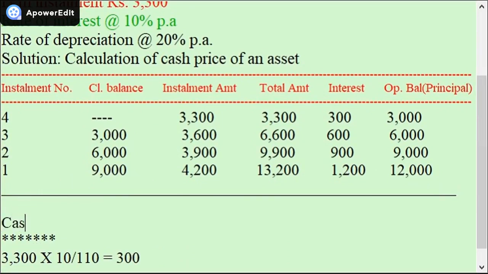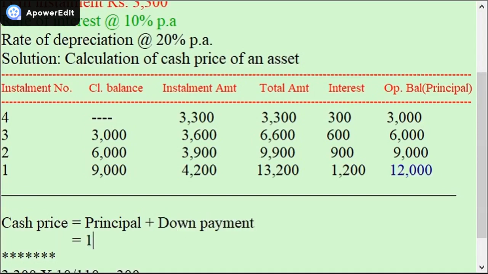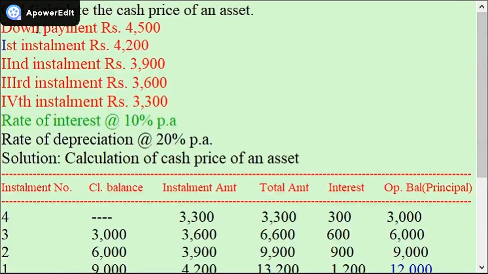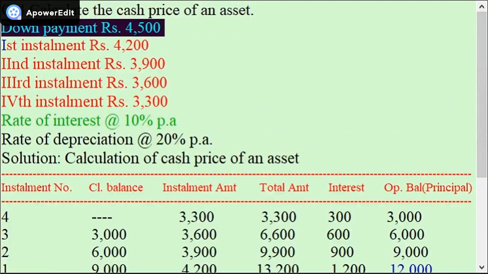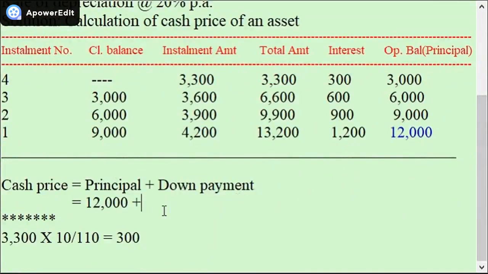So you need to calculate the cash price. Cash price is equal to principal plus down payment. Principal amount is 12,000 plus you have paid a down payment of 4,500.